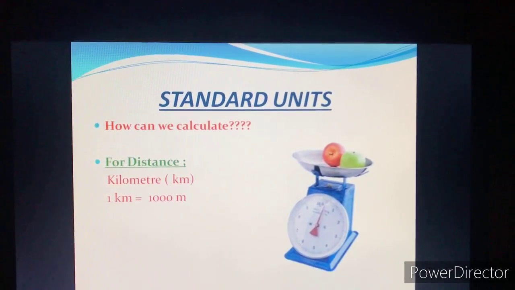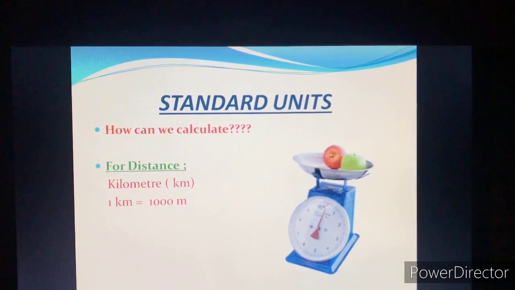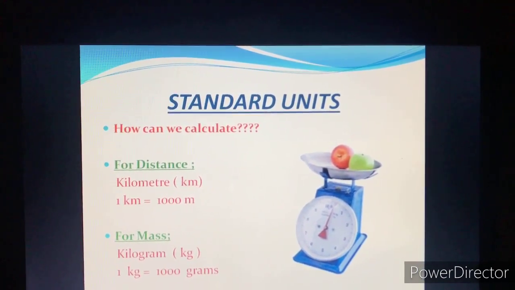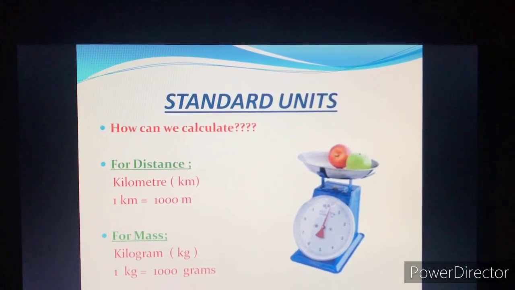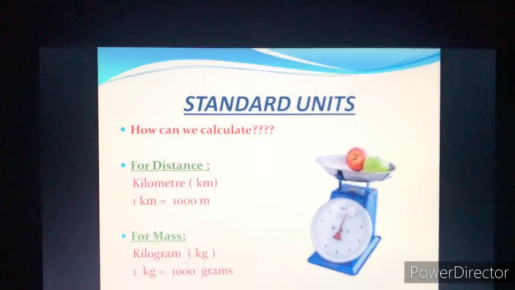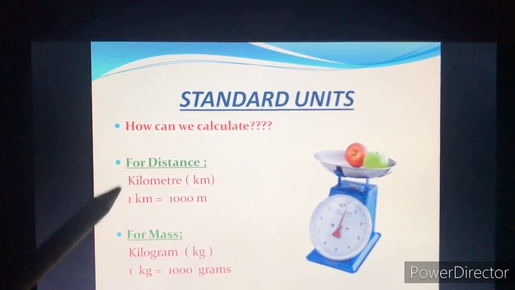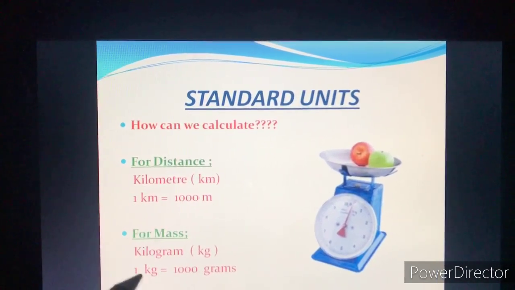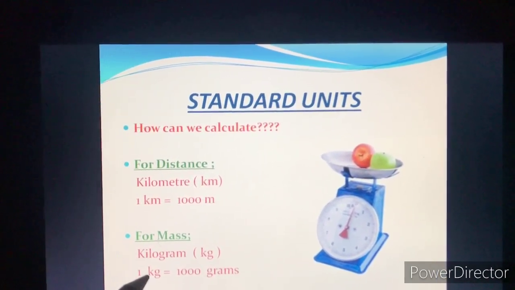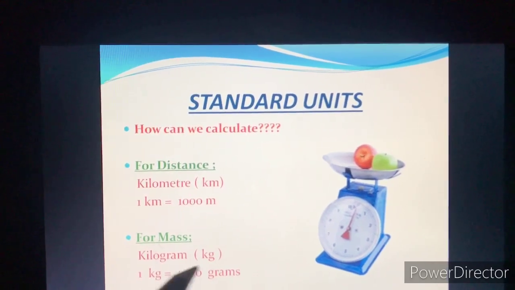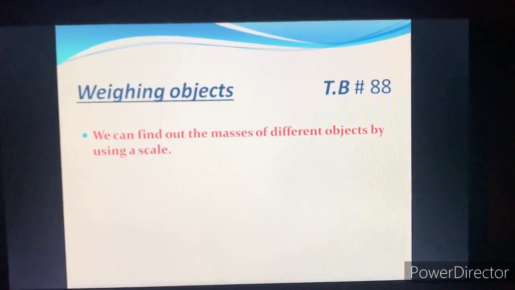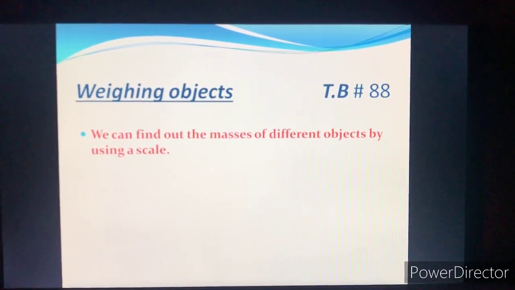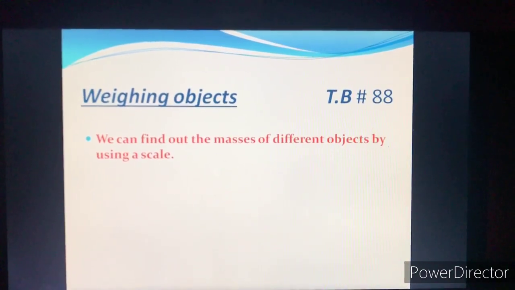Yes, how will you calculate it? I just told you. Exactly, in kilogram. So 1 kg is equal to 1000 gram. As you learned that 1 kilometer is equal to 1000 meter, now you will keep it in mind that 1 kilogram, kg stands for kilogram, is equal to 1000 grams. We can calculate the mass in kilograms, and 1 kilogram is equal to 1000 gram.